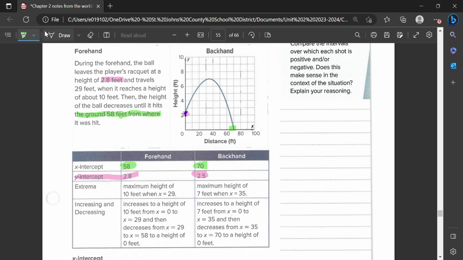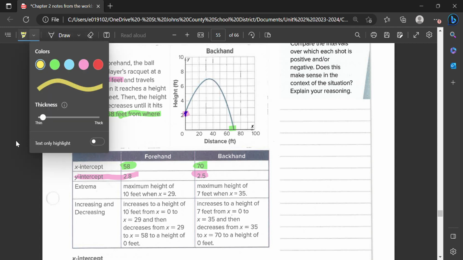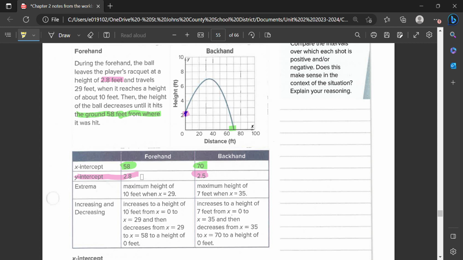Extrema. Yellow. We'll do yellow. Maximum height of 10 feet because it says it reaches a height of 10 feet, and it traveled 29 feet. Whereas this one travels a distance of 35, so right in here, and it went up to 7. So that's how we got these two.